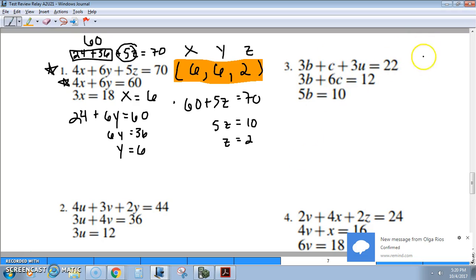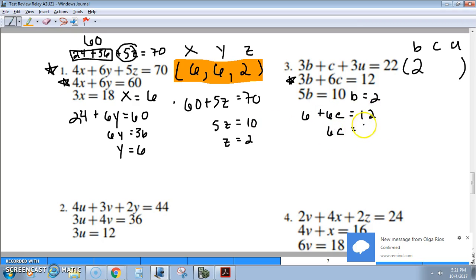Okay, so this one, we're going to start off obviously with B. Let's see, B, C, and U. That's a weird letter combination. Because 5 times B is 10, so B is obviously 2. We'll throw it up here. Then I'm going to come back to this middle equation. So 3 times 2 is 6, plus 6C equals 12. Subtract 6 from each side. 6C equals 6. So C must be 1. Throw that answer up there.